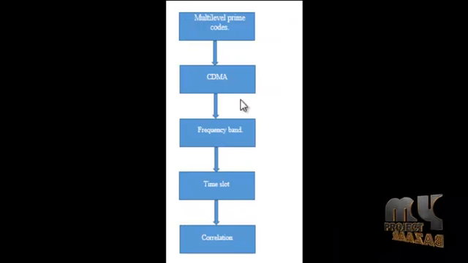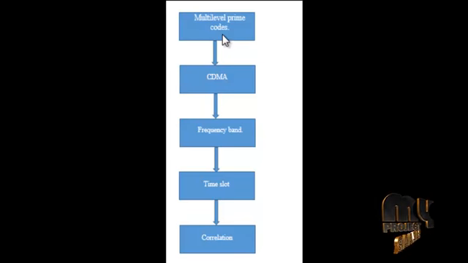This is the flow of our overall project. It consists of five modules: multi-level prime codes, CDMA, frequency band, time slot, and correlation. In multi-level prime codes, the modulation codes are partitioned into t number of groups. By using this, we can assign each user one FH pattern and one of these t groups of modulation codes. It reduces the number of bits per symbol.